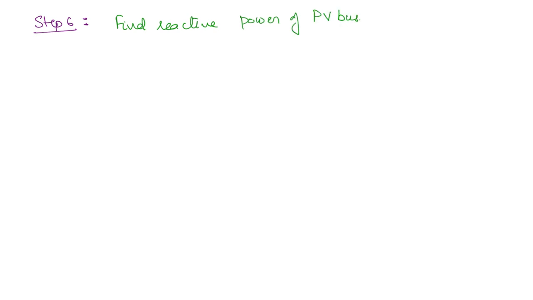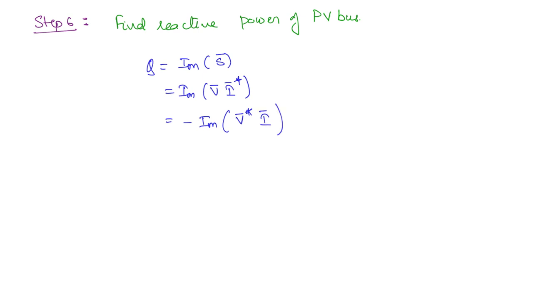PV bus or the generation bus. So we know that the reactive power is equal to the imaginary part of the complex power. That means the imaginary part of V bar I bar conjugate, or you can also write it as minus the imaginary part of V bar conjugate I bar. Now instead of I bar, you can write the expression in terms of admittance and the voltage.